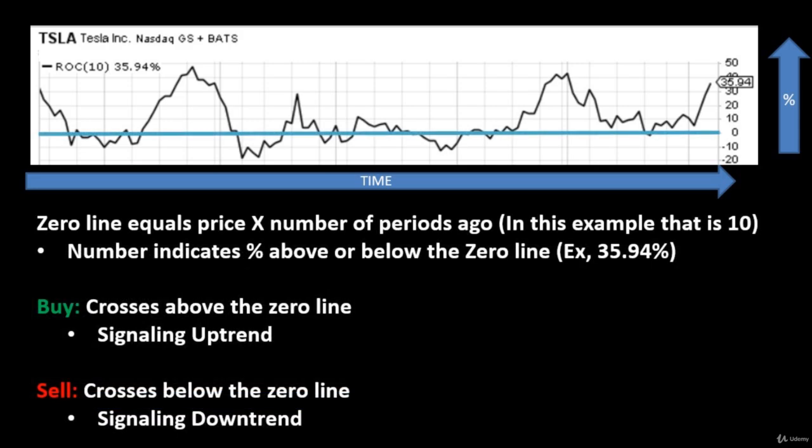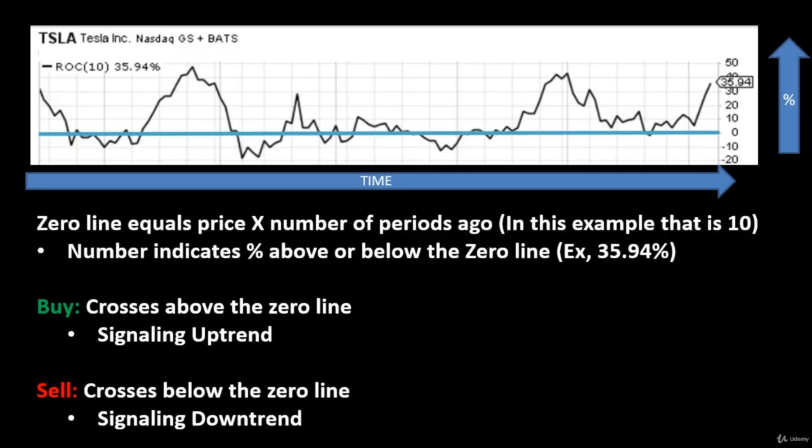The zero line equals the price basically X number of periods ago. In this example, we're looking at 10 periods. So the zero line will give you an indication of how much above or below that price was 10 periods ago. Again, we're looking at acceleration and deceleration, we're looking at momentum. Again, not price on the right-hand side, it's a percentage. So you see it's 35.94.